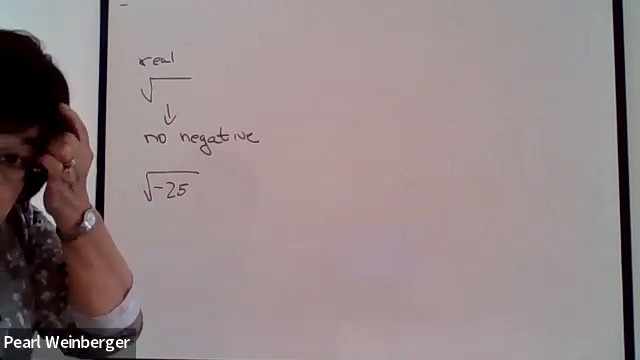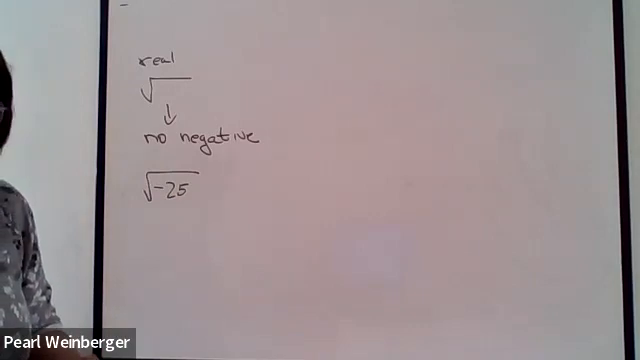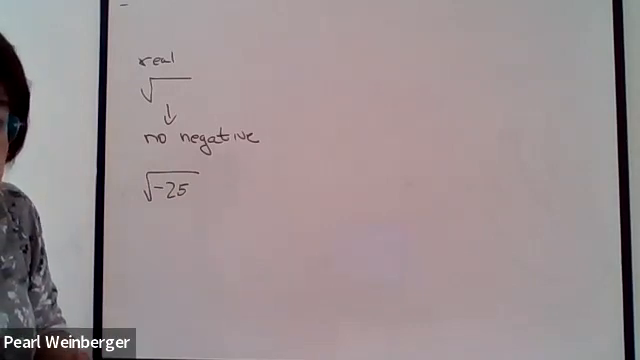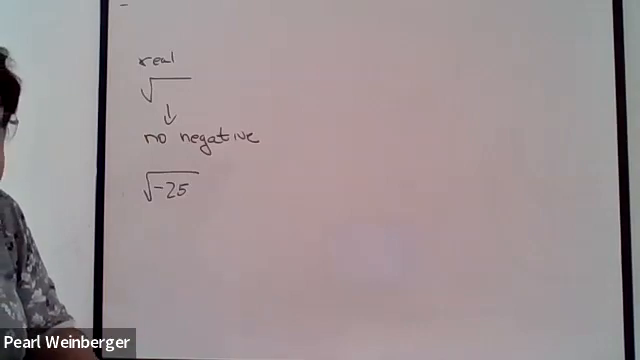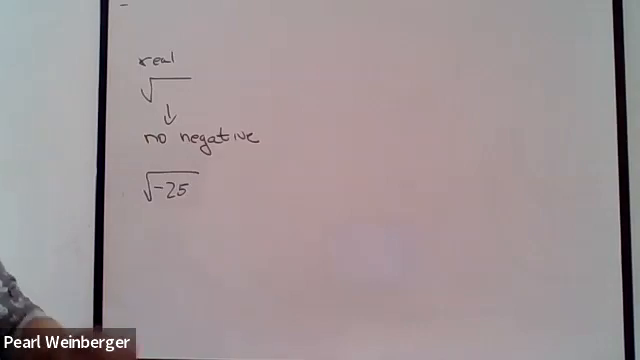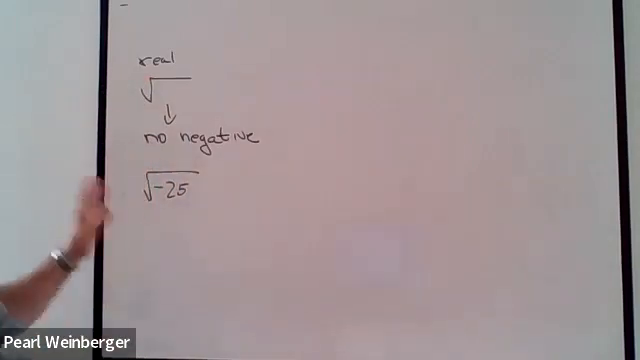In other words, there's no regular real number that, when you multiply by itself, will give you a negative answer. Because if it's positive and you multiply by itself, it'll be positive. And if it's negative and you multiply by itself, it will also be positive. So therefore, this is not a real number.